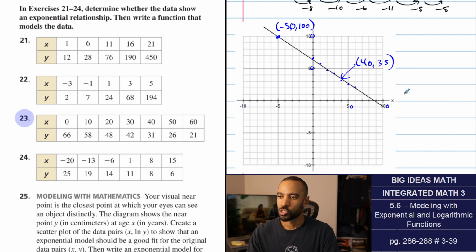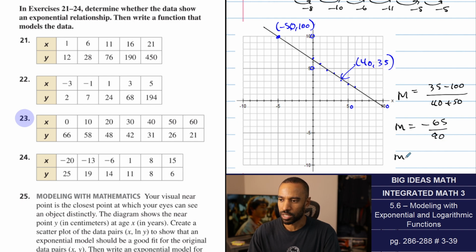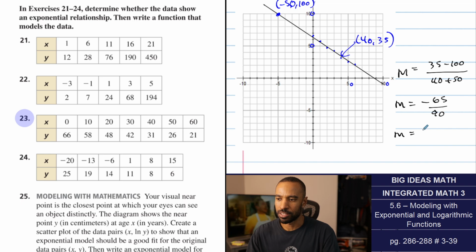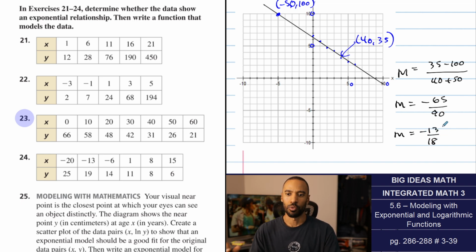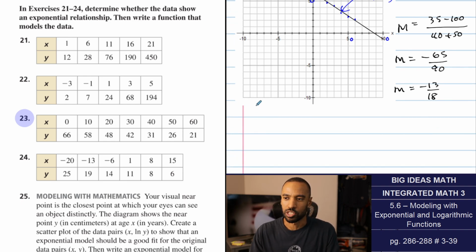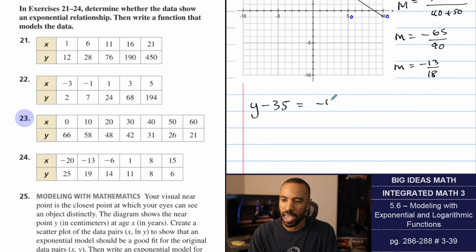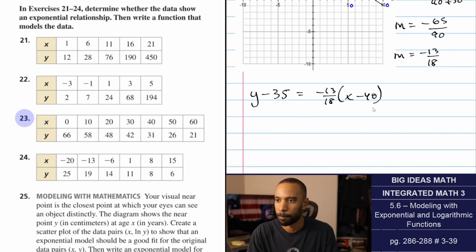So let's go. Slope is y2 minus y1 over x2 minus x1, plus 50, I guess. So that's -65 over 90. At least those are kind of decent numbers that I can write out. Divide them by 5. That's -13 over 18. I don't know. We've been doing things with decimals. Maybe I can write that into a decimal form as well. As far as the y-intercept goes, we can substitute in point-slope form. Let's choose 40 and 35 for that. We can do y minus y1 equals m times x minus x1. 40 and 35, right? Okay.